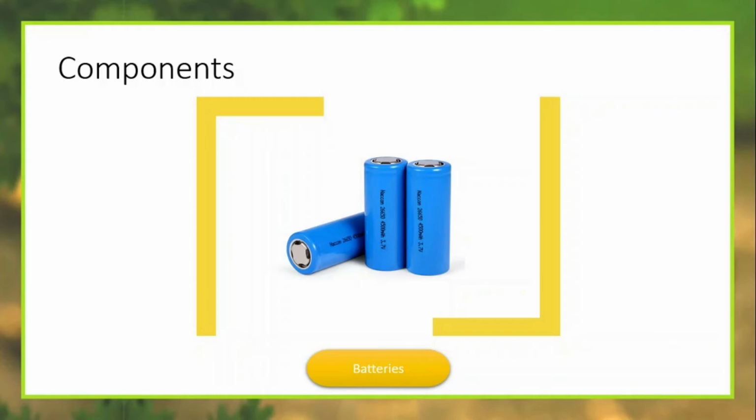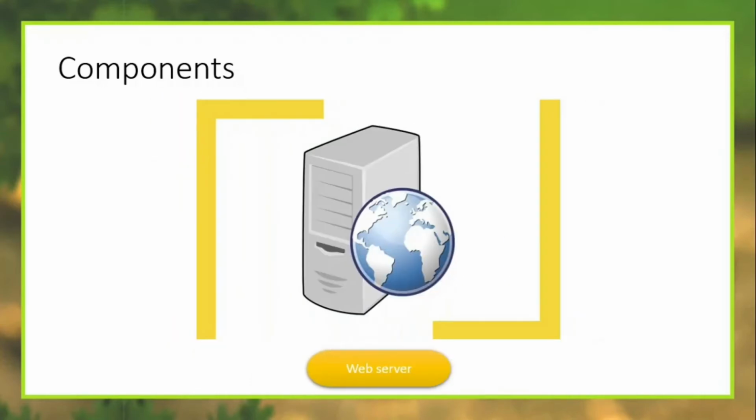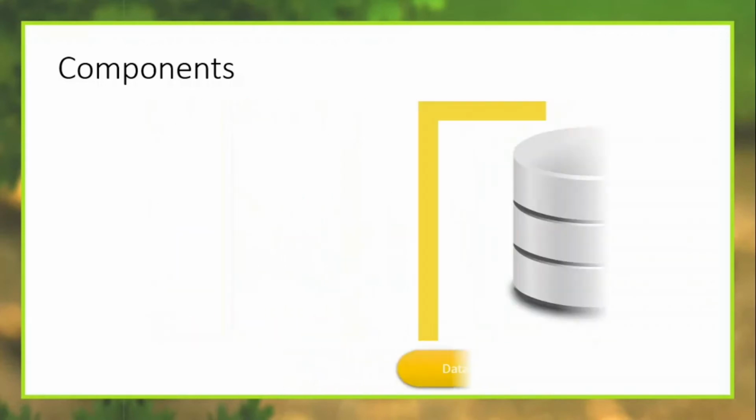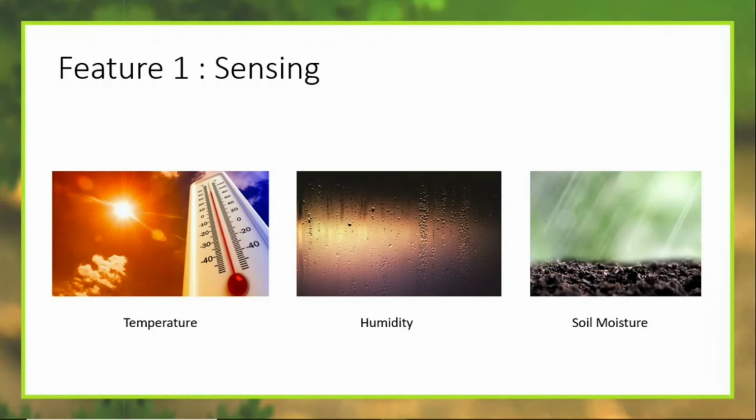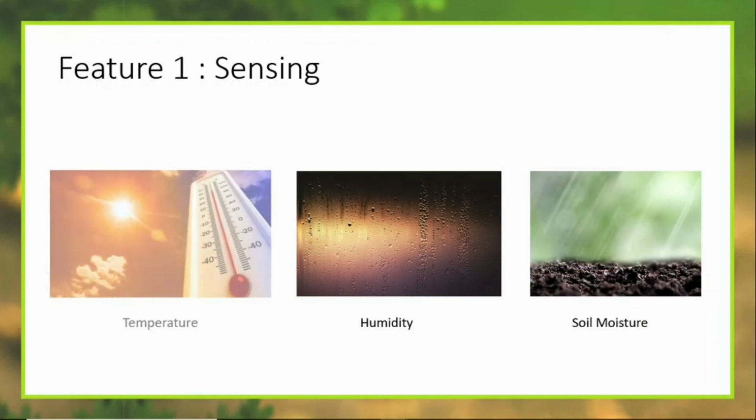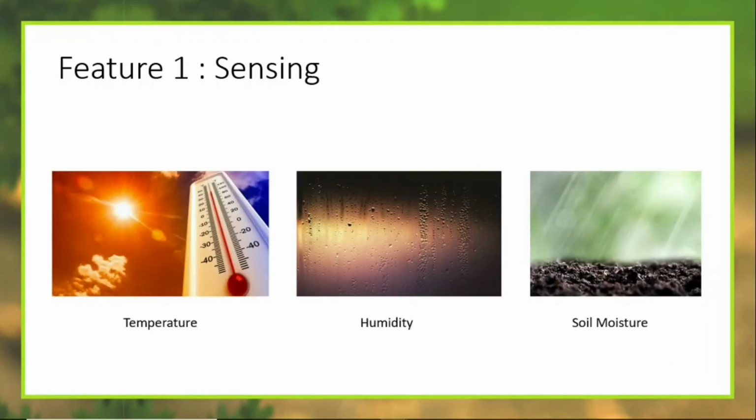From the software side, there are 2 more components, where one is the web server to get data from the Arduino board, and the second one is the database server to store all this information. Our system contains 3 main features. The first feature is sensing. Our system is capable of measuring temperature, humidity, and soil moisture of a plant.